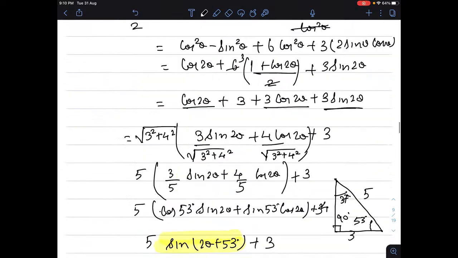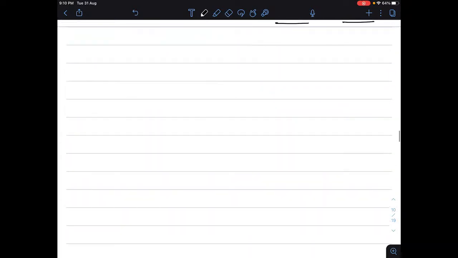So let's move on to the next question. What is the statement given over here? If maximum and minimum value of 5 cos theta plus 3 cos of theta plus pi by 3 plus 3 for all real thetas are lambda and mu. Maximum is lambda and minimum is mu, we are knowing. They are again asking lambda plus mu, lambda minus mu.